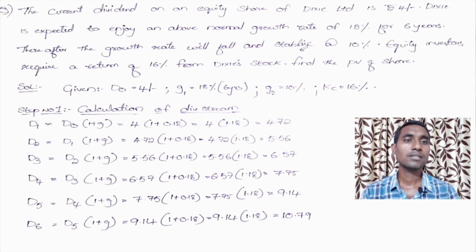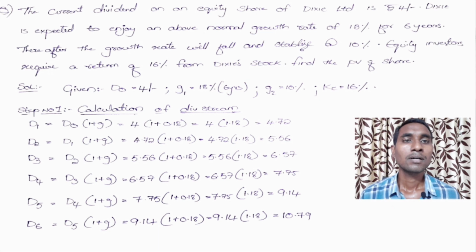After finding D1, this 4.72 will become the base for calculating the D2 dividend. For D3, D2 will become the base; for D4, D3 will become the base; for D5, D4 will become the base; for D6, D5 will become the base. In this order you solve, and you will find the dividend stream for the supernormal growth period. Once we are done with this calculation of the dividend stream during the supernormal growth period, we proceed to the next step.